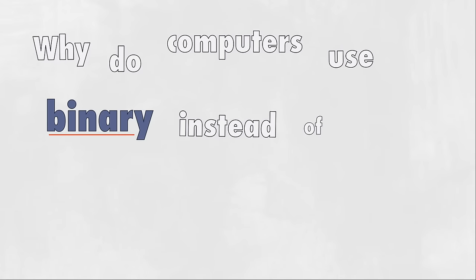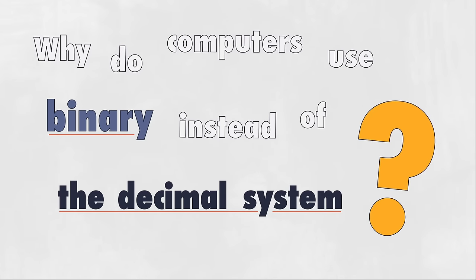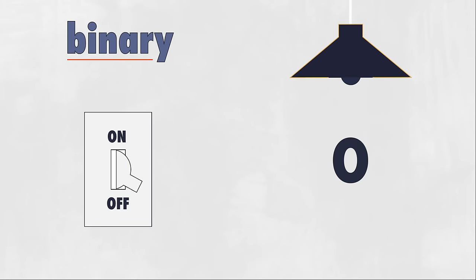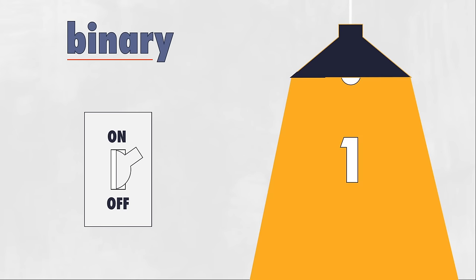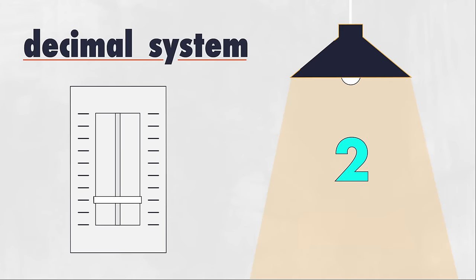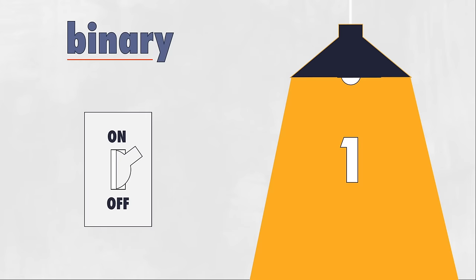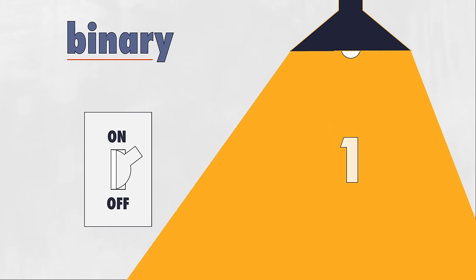You might be wondering, why do computers use binary instead of the decimal system that we use for counting things in the real world? Well, as previously mentioned, binary has two states, off and on. If computers were to use decimal, there would be 10 states instead. Our computers would have to work a lot harder to process all of these. Binary is easier for them to process and also takes up less space.